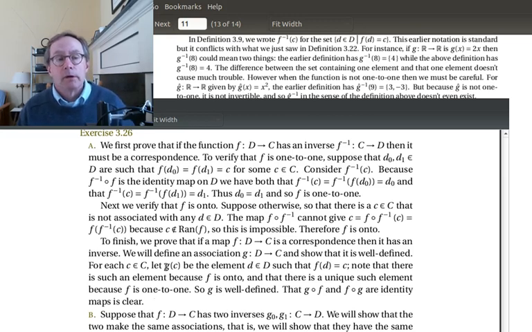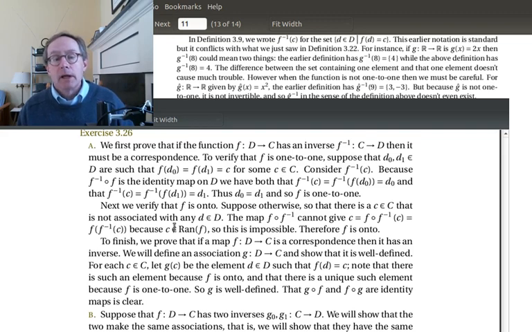So we're done. Okay, so we wanted to show that a function has an inverse if and only if that function is a correspondence, and we showed it in two halves. We showed if the function has an inverse, then it is a correspondence. We also showed that if the function is a correspondence, then it has an inverse.